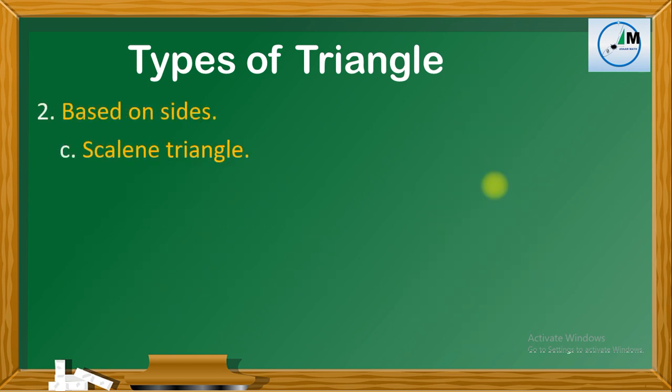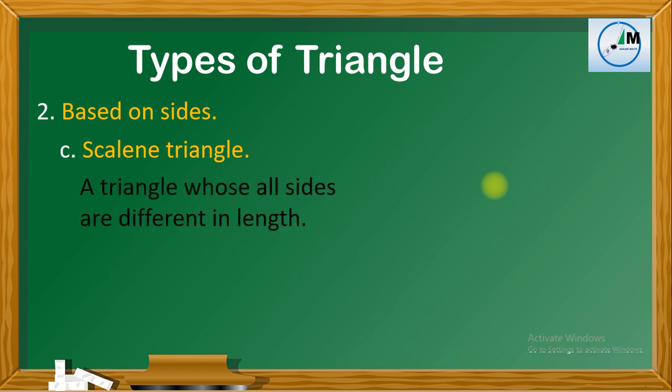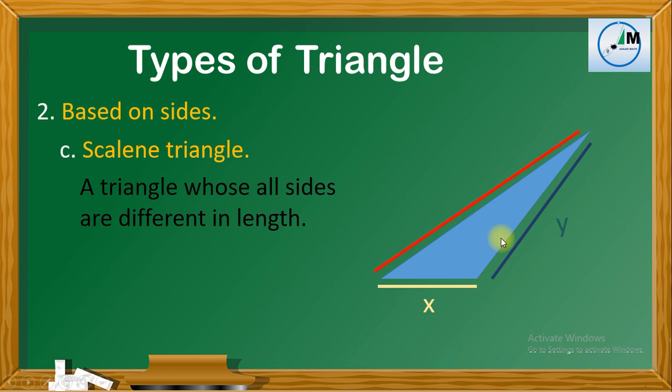Now the third one is the scalene triangle. A scalene triangle is a triangle in which all the sides are different. You can see this in the figure. In this figure the three sides are different. Let's say the base is x unit, this one is y unit, and this one is z unit.